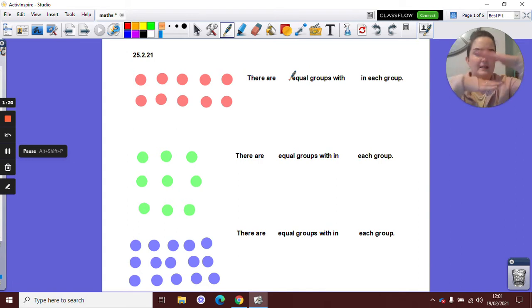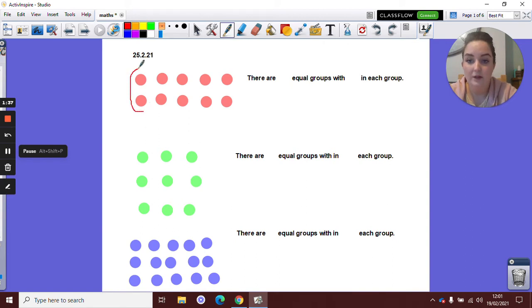Equal. Now, I know we see the equal sign when we're doing number sentences, when it equals something. But if something is equal, it can also mean it is the same. They're equal on both sides. So we need to see how many equal groups there are.